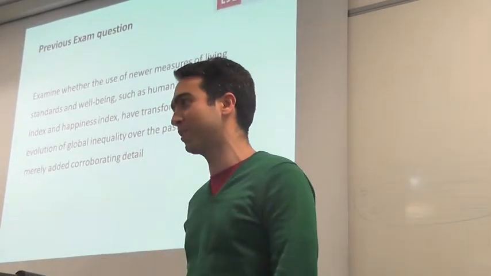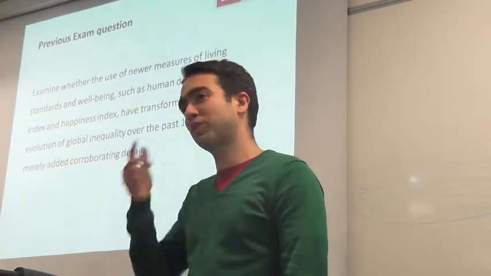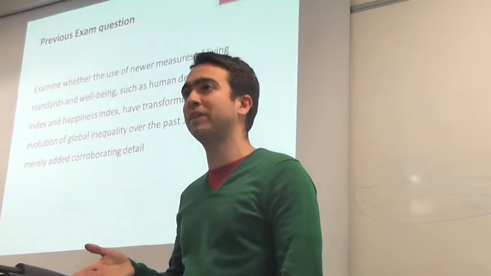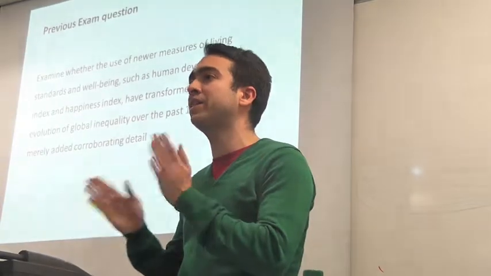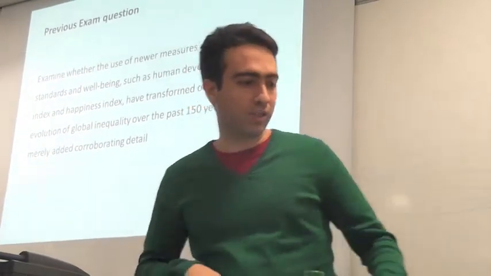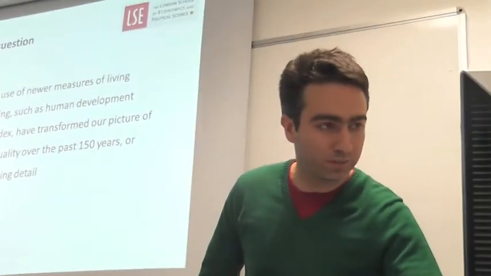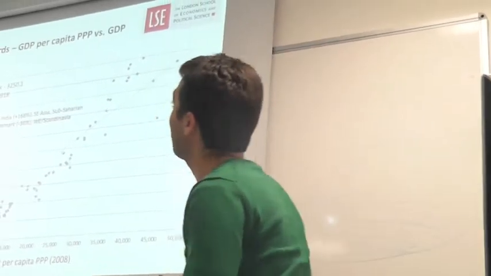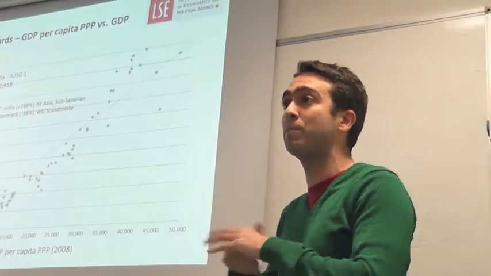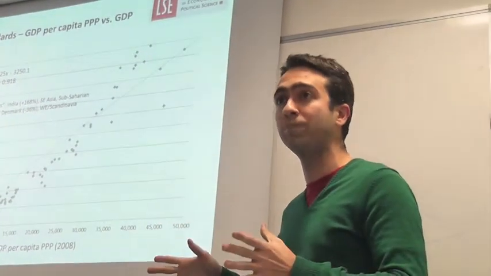past 150 years. So to try to answer this question, what we did is that we downloaded the World Bank database, and we were trying to analyze the main indexes versus each other. So the first one is the GDP per capita PPP against the GDP per capita. I think this is the most basic one.